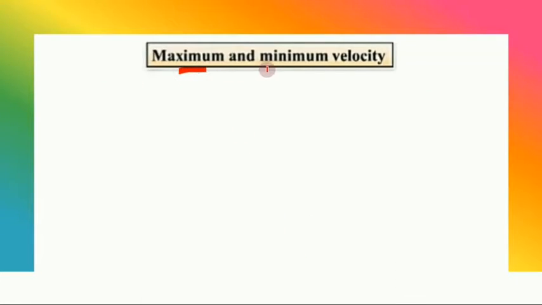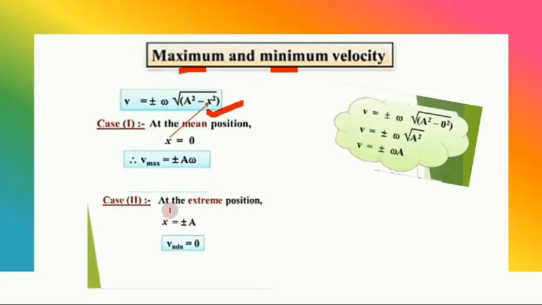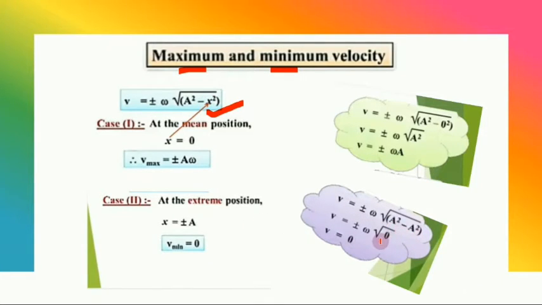Now we will see its maximum and minimum velocity. So we take the general equation, which is v is equal to plus minus omega under root a square minus x square. During the mean position, as x is equal to 0, the velocity will become plus minus a omega, because x will become 0 and the square root of a square is a only, so it is plus minus a omega. On the other hand, at the extreme position x is plus minus a. On substituting this value, we get a square minus a square, which gives us under root 0. Ultimately v will become 0. So this is the maximum and minimum velocity and the differential equation of simple harmonic motion.